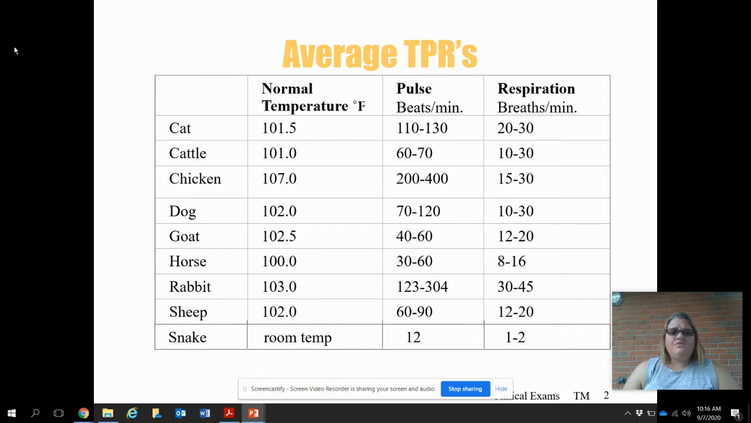Rabbits, 103. Again, that pulse rate very high for this animal, and respiration rate. And then going down to the snake, well, snakes are cold-blooded animals, so whatever temperature that animal's habitat is at is the temperature that animal will be. Pulse rate per minute is about 12, and respirations is only 1 to 2 breaths in a full minute. So that just kind of gives you an idea of different animals and how it differs with the size of the animal.